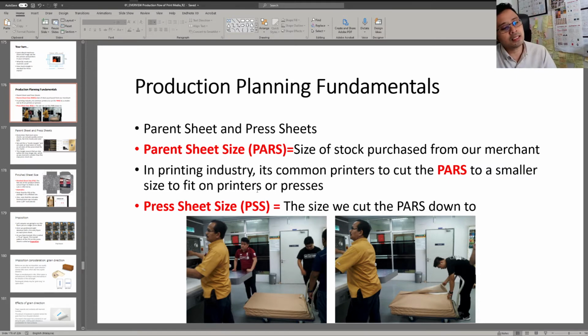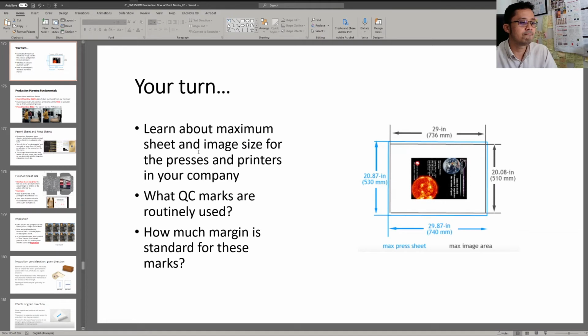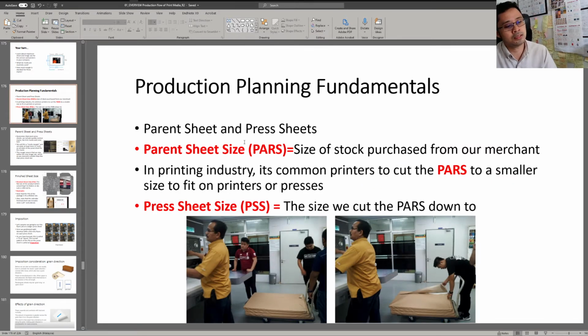Biasanya saiz yang dipotong itu mengikut kepada saiz maximum press sheet size. Jadi itulah istilah yang kedua, press sheet size. Size yang dipotong itu dikenali dengan nama press sheet size. The size we cut the parts down to.